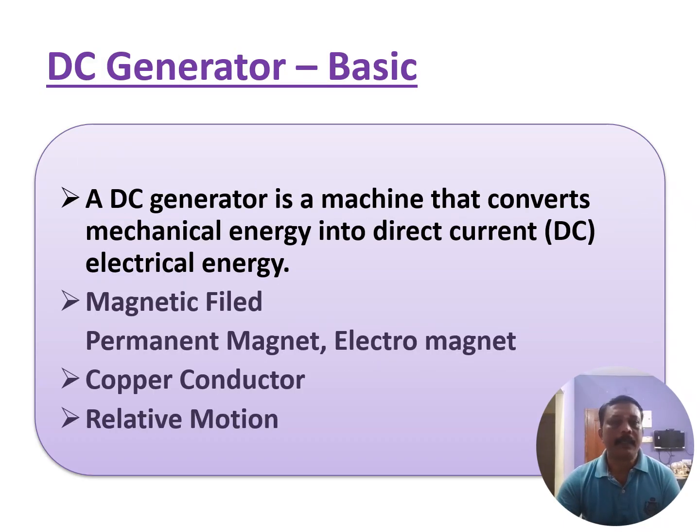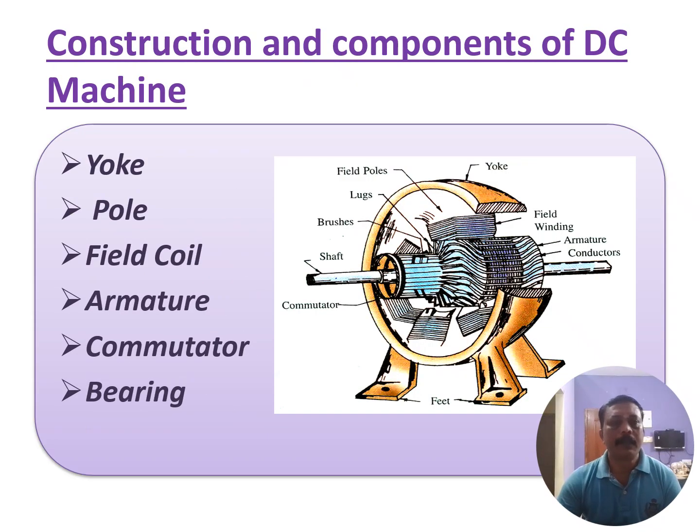DC generator basics. A DC generator is a machine that converts mechanical energy into electrical energy. The following parts are mainly used: magnetic field, permanent magnet, electromagnet, copper conductor, and there must be relative motion between them.